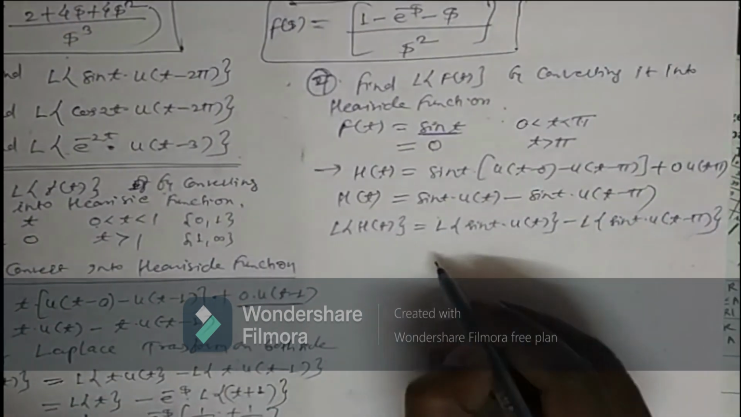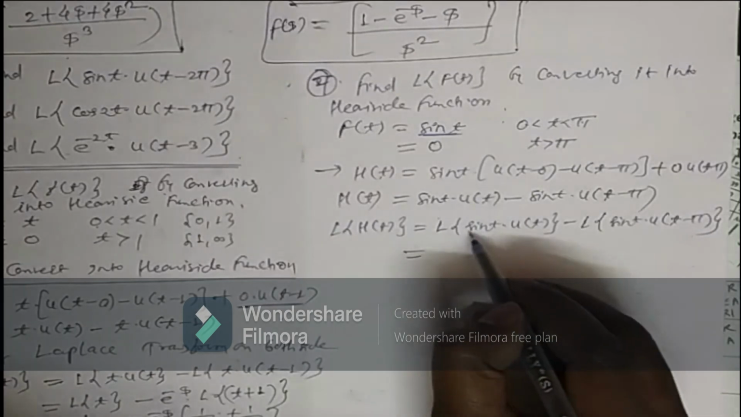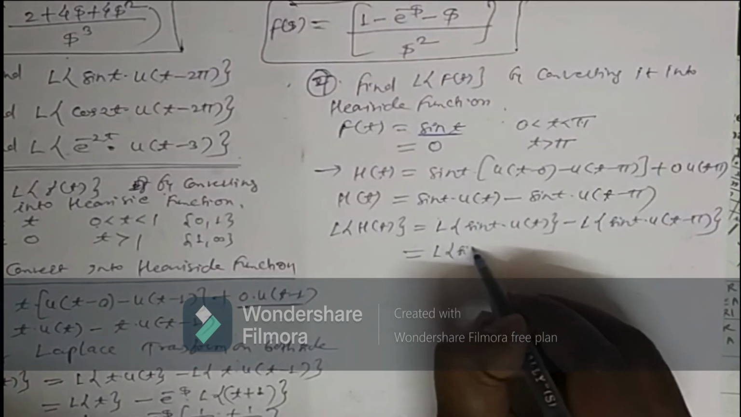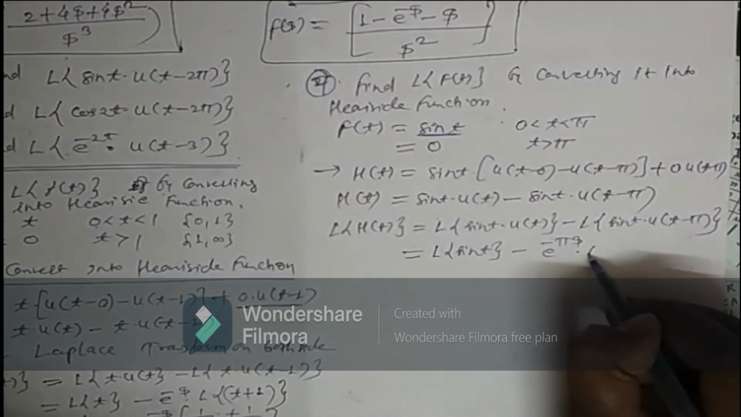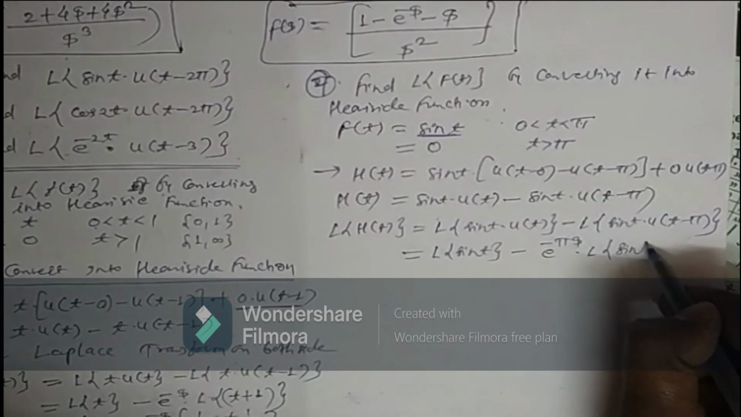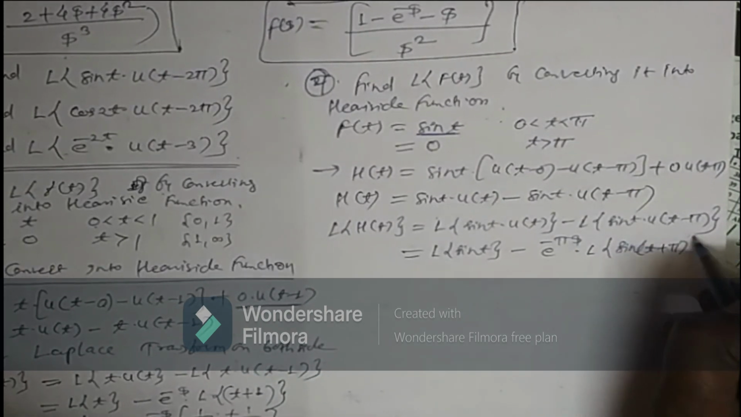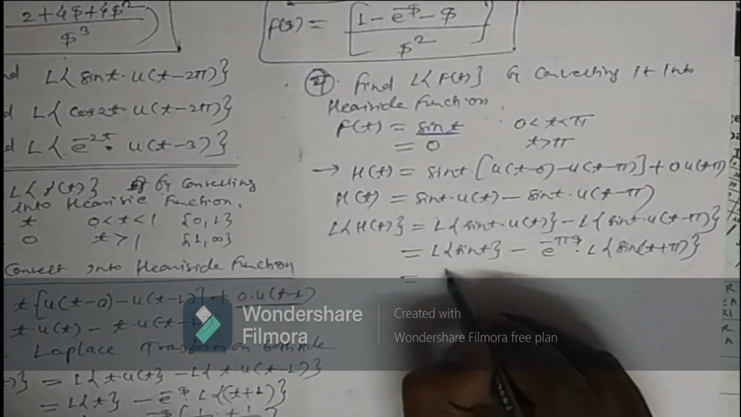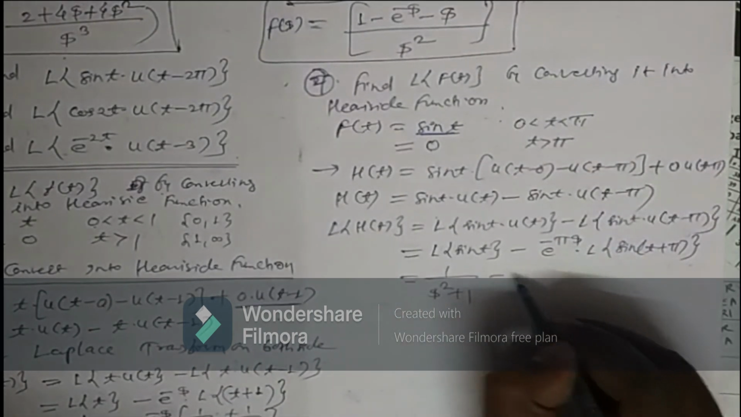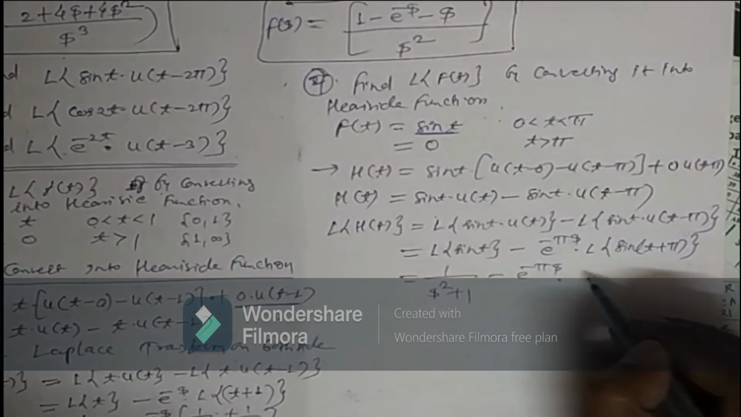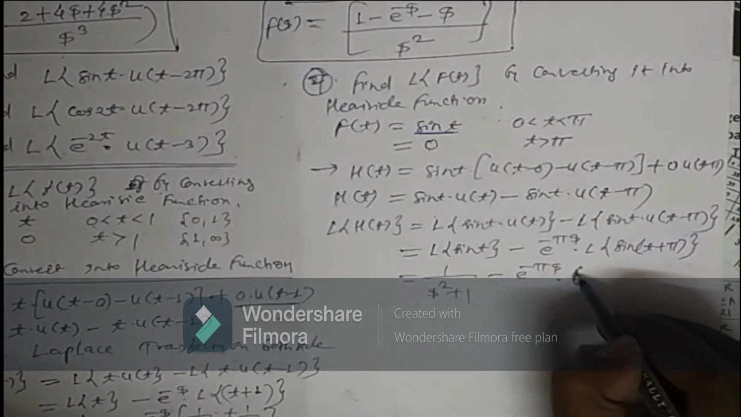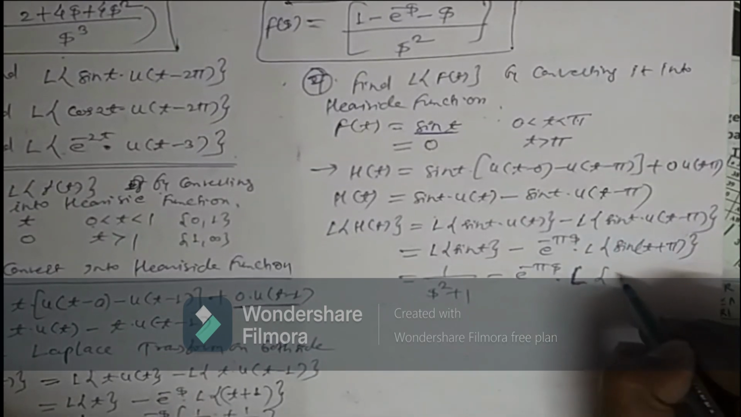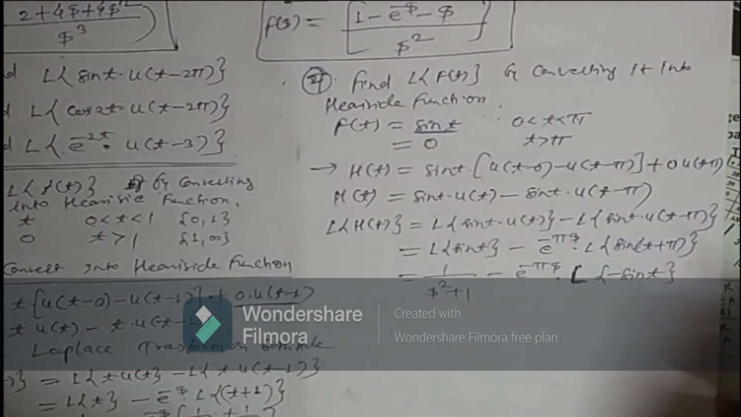So how you can write this? We have to take Laplace transform of sin t, and here e raised to minus pi s into Laplace transform of sin of bracket t plus pi. Okay, so that is equal to Laplace transform of sin t is 1 upon s square plus 1, minus e raised to minus pi s into, here what is sin of pi plus theta? That is minus sin theta. So this can be written as Laplace transform of minus sin t, isn't it?